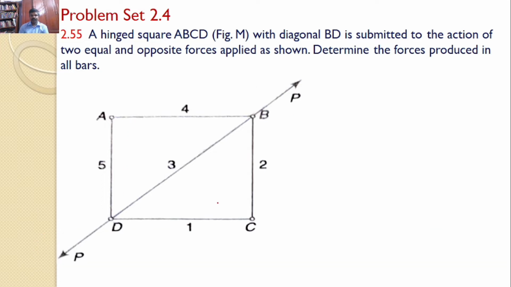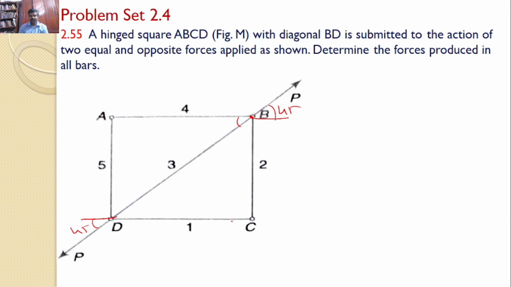Since it is a square, this angle is equal to 45. That means this angle is also equal to 45 and this angle is also equal to 45. Let us consider the various forces acting at all the hinges.